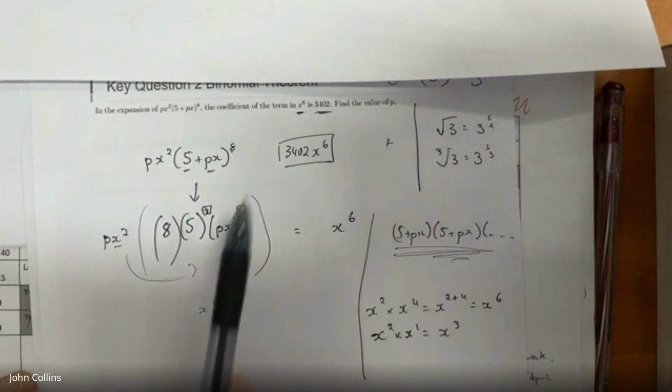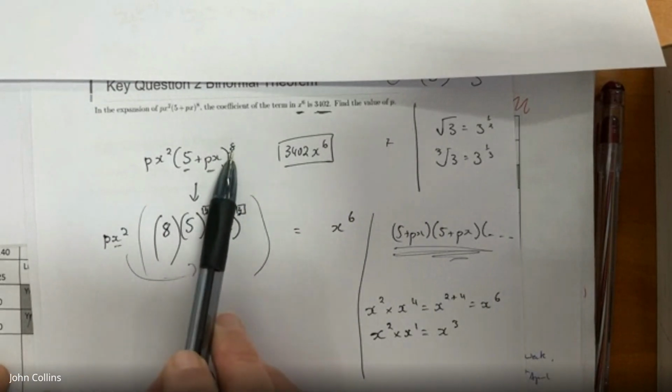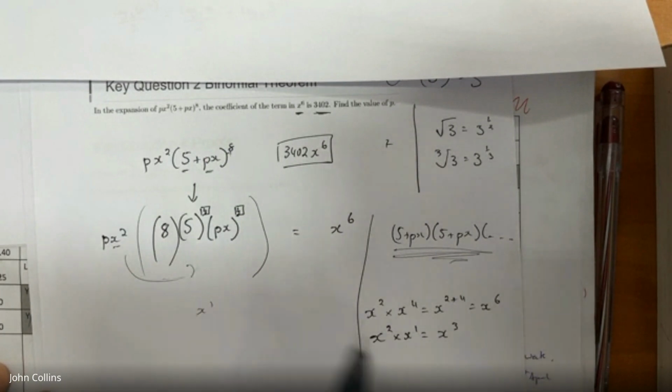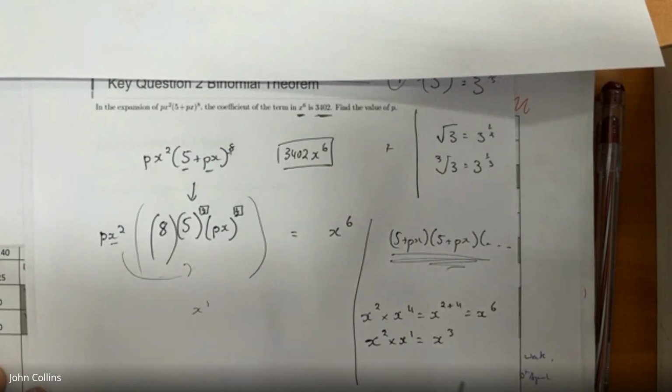How many terms will it create? It'll create 9, because 8 is the power. We should know that it creates 9 terms.